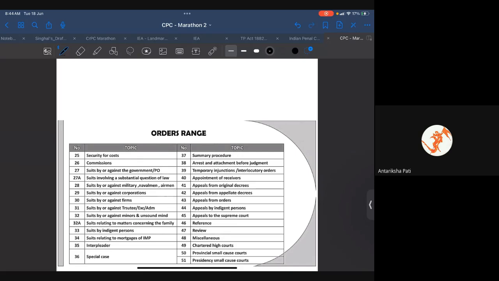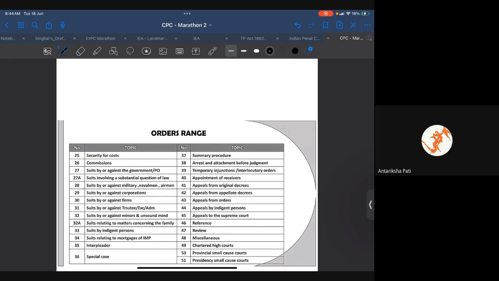34 is mortgage. 35 is interpleader. 36 is special case. 37 is summary. 38 is arrest and attachment before judgment. 39 is temporary interlocutory. 40 is appointment of receiver. 41 is appeal from original decrees. 42 is appeal from appellate decrees. 43 is appeal from orders.